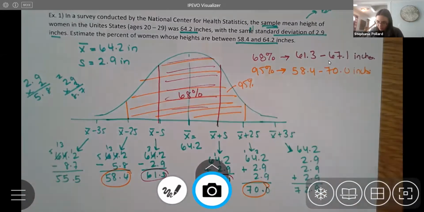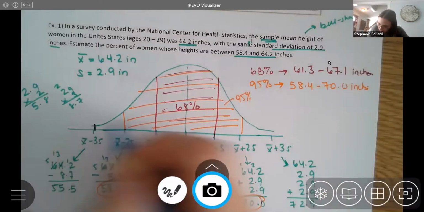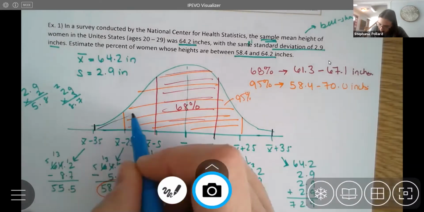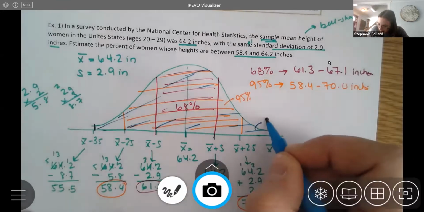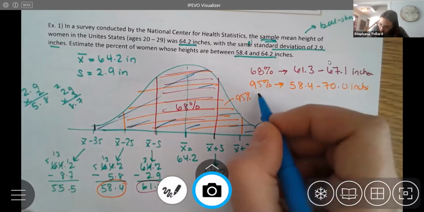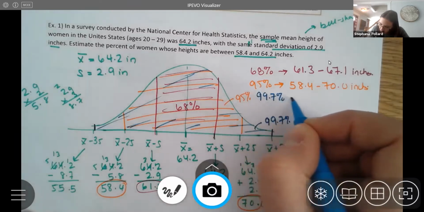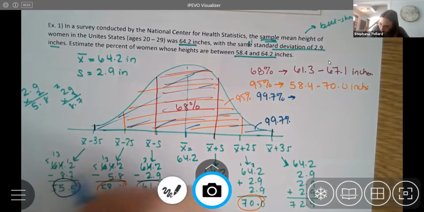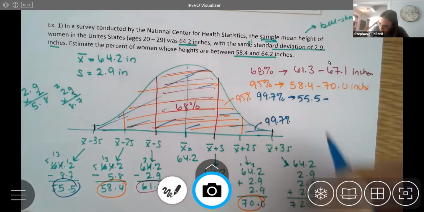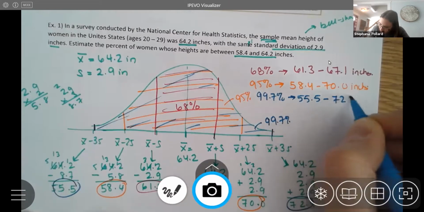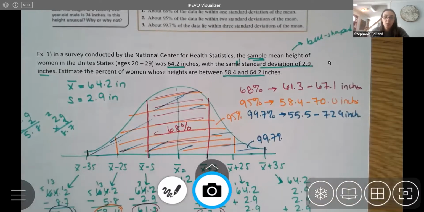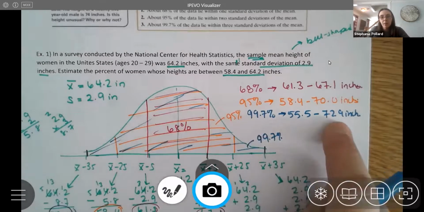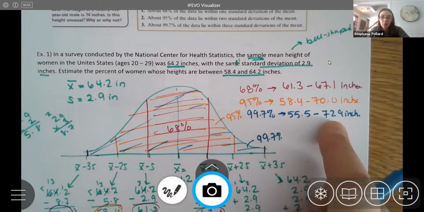And let's do another color here. All right, and then my last data right here. So it's kind of hard to color now, but it's the whole thing. That is the 99.7%. So 99.7% go from 55.5 inches to 72.9 inches. So basically most women in the United States between 20 and 29, the vast, vast majority, almost 100%, are somewhere in height between 55.5 inches and 72.9 inches.